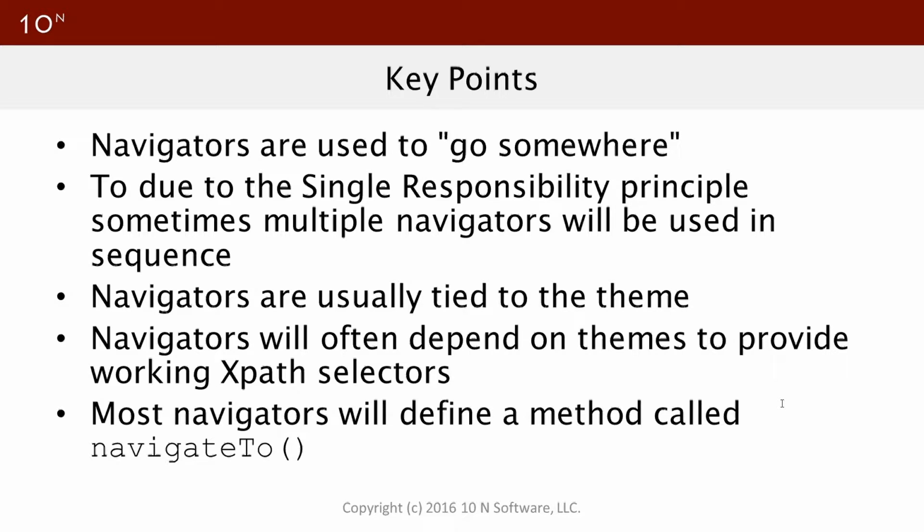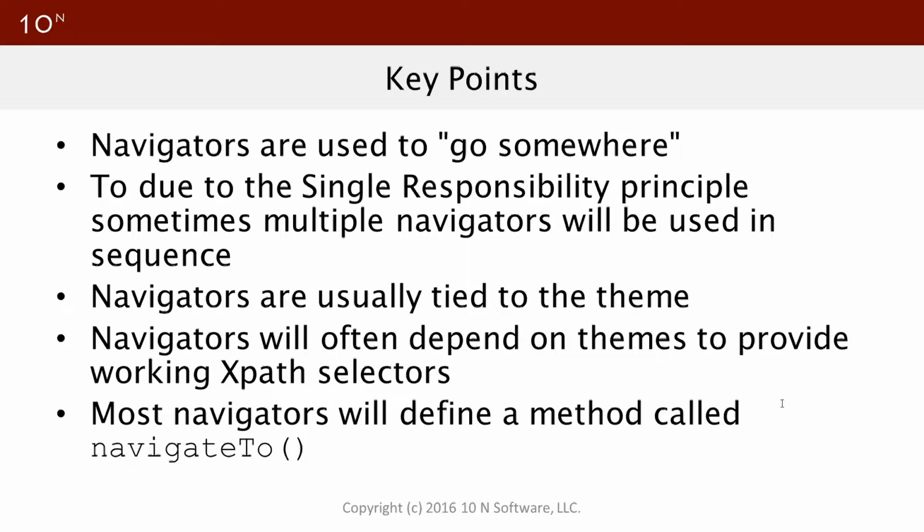So some key points on navigators. Navigators are used to go somewhere. They're not going to cause any kind of change to occur. They're intended to allow you to go to some place. Due to the single responsibility principle that Magium is going to be using, sometimes multiple navigators will need to be used in some kind of a sequence. So for example, there's a navigator that will allow you to navigate to an order that a customer has made. So the first thing you'll need to do is navigate to the account homepage. From there, you need to get another navigator that'll navigate to the order based off of the order ID. So we try to make things as distinct as possible so that they can be reused as much as possible.